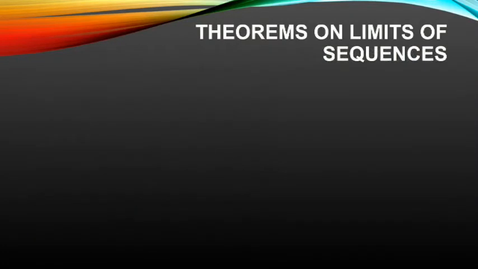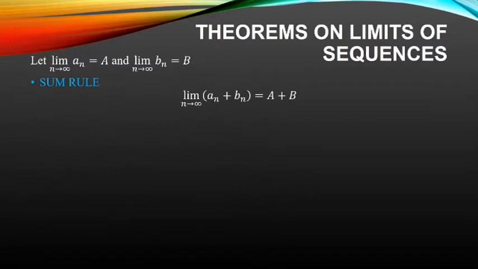So theorems on limits of sequences. Let the limit of a sub n as n approaches infinity be equal to a, and the limit of b sub n as n approaches infinity be equal to b. So sum rule, so just like in theorems of limits, the limit of the sum of the sequences as n approaches infinity is equal to the sum of the limits of the sequences. Difference rule, just like in sum rule, the limit of the difference is equal to the difference of the limits.